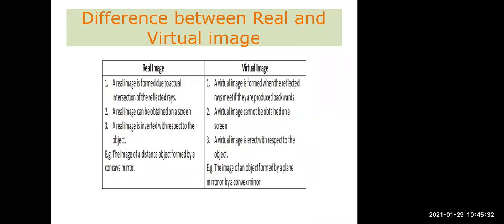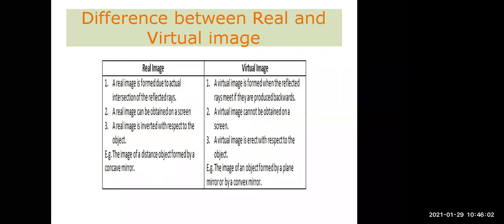Then a real image is inverted with respect to the object. It will not be straight, it will be inverted. Suppose a candle is placed. The real image that we will get will be in inverted form. That means if the object is erect, that is, the flame is upwards, then in the real image we will get the flame downwards. That will be your inverted image.